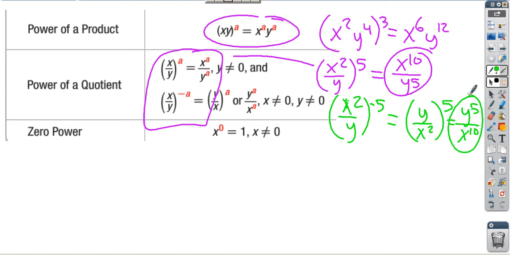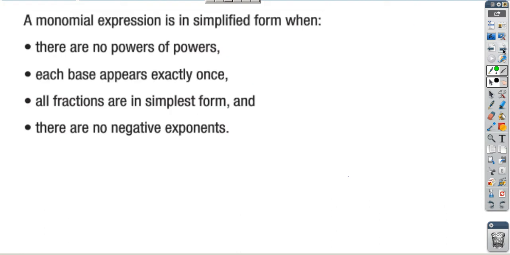And then we already said that something to the 0 power equals 1. Okay, what does it mean to simplify a polynomial? It means all of these things here. So first of all, no powers of powers. So this right here is not simplified because you have a power to a power, but now it's simplified because I don't have that anymore.